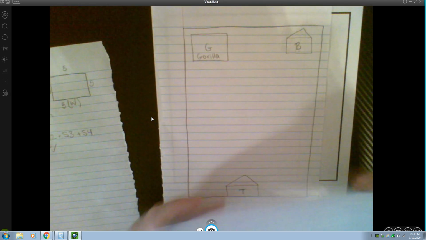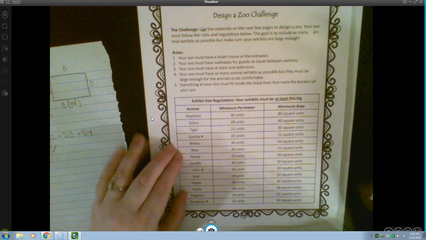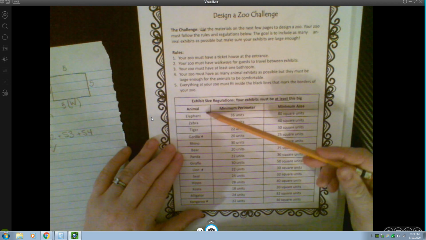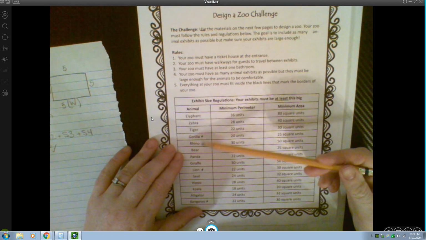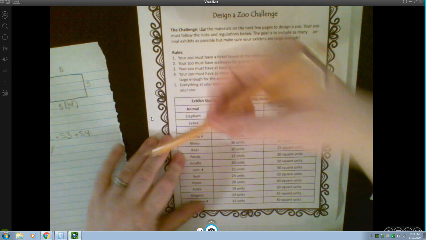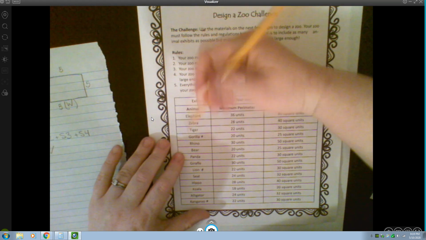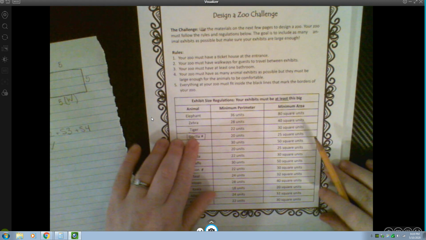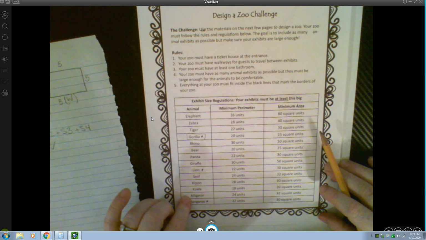So there you go. Your goal is to have as many of these animals as you can. I want you to use any of the other animals. I'm sorry, except for gorilla, because I've already done gorilla there. So I'd like for you to do any of the other animals except for gorilla.